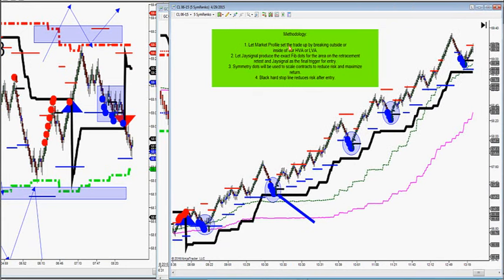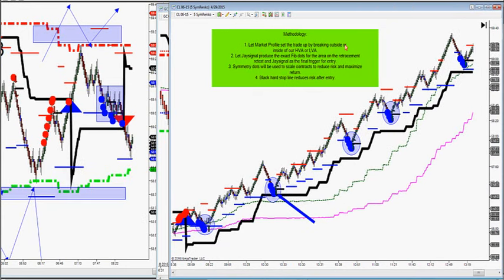And here's what you've got to do. You let market profile set the trade up by breaking outside or inside of HVA. Then you let JaySignal produce the exact fib dots for the area, and JaySignal is the trigger to get in. That's the methodology on JaySignal. Market profile sets the trade up. JaySignal produces the entry. Symmetry dots are used to scale.